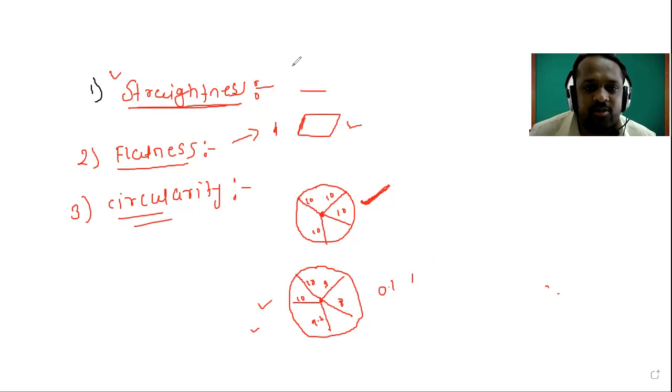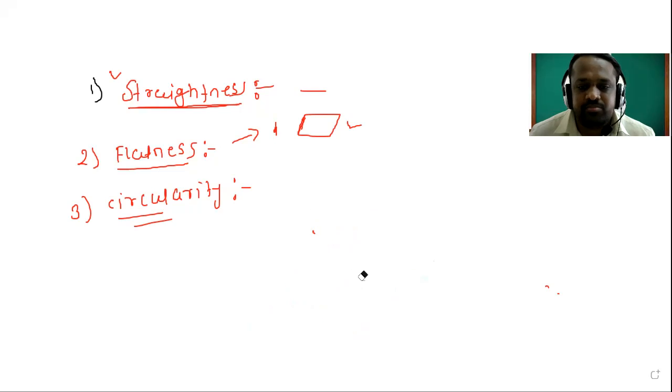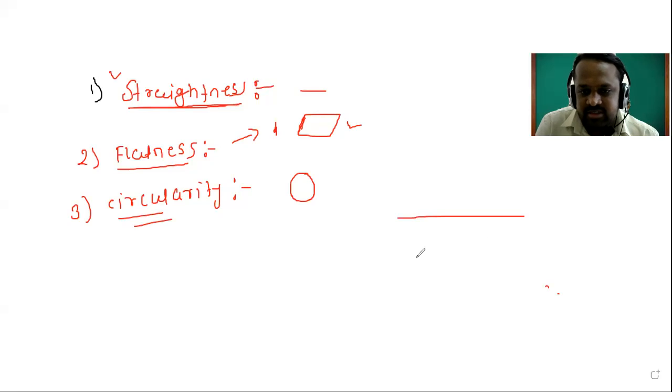But how to show that circularity in the form of a drawing? What is the symbol for circularity? To show circularity, we just have to draw a small circle. This is the symbol for circularity. Okay, suppose as an example, there is one rod.